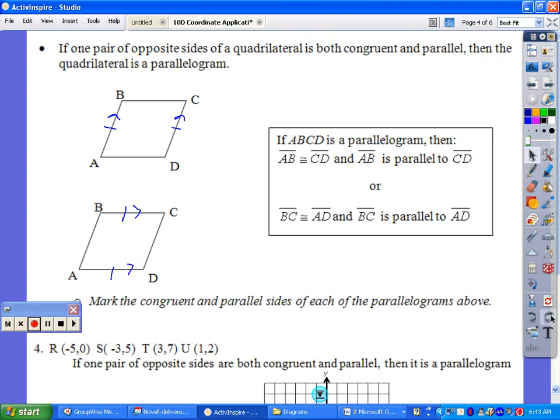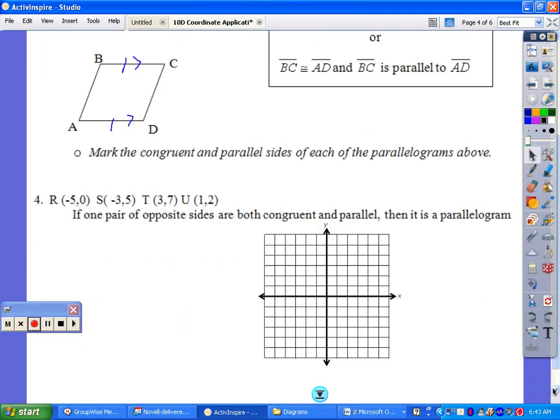So for this example, we have these 4 points R, S, T, U, and we want to prove that that's a parallelogram based on opposite sides being congruent and parallel. So I'm going to plot our 5 points. And I'm going to have to go off the graph for this one. Okay, so I have my 5 points, and we want to prove that this is a parallelogram using this method.